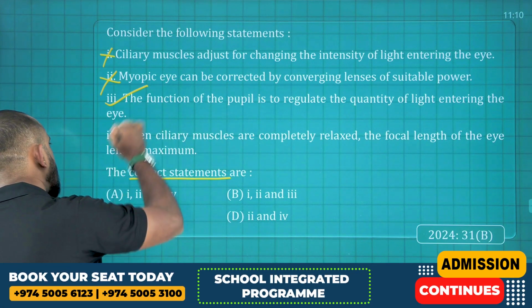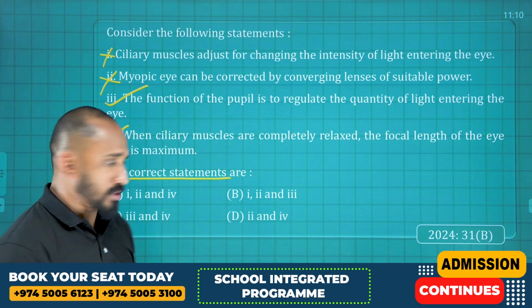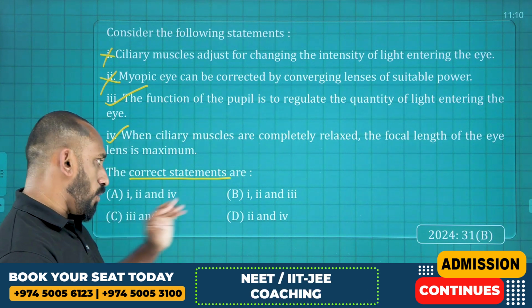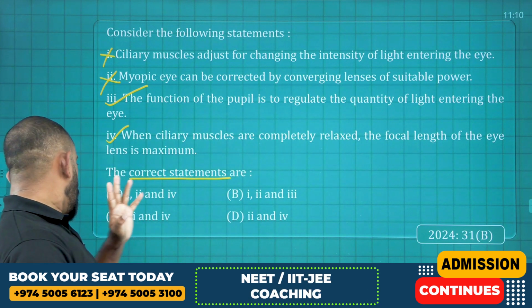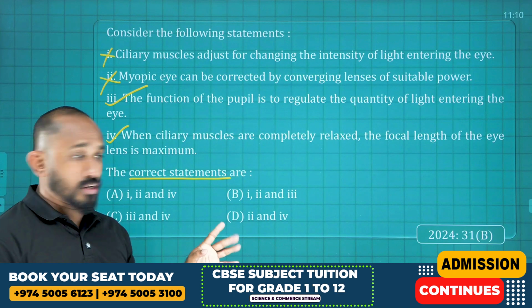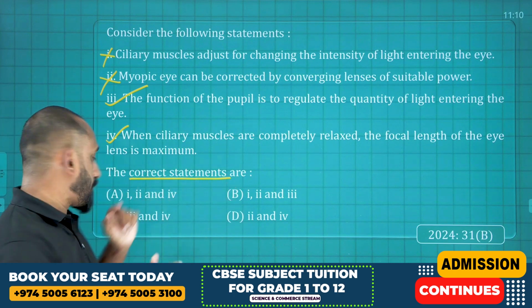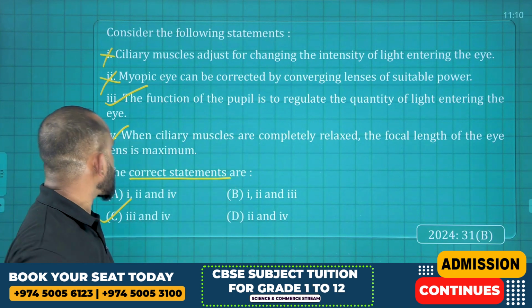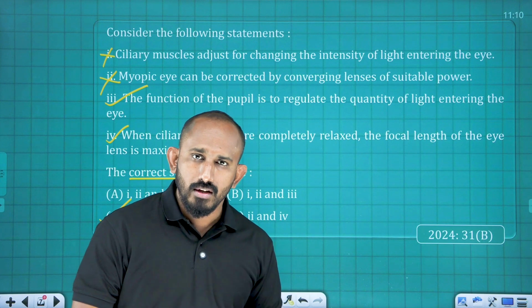So third is correct, fourth is correct. Which option is it? 1, 2 and 4? No. 1, 2 and 3? No. Third and fourth? Yes. Third and fourth are the only correct statements. So C is the correct answer. Let's go for the next question.